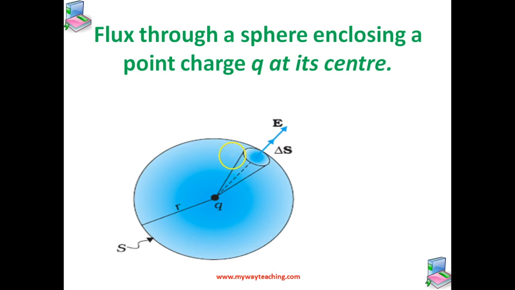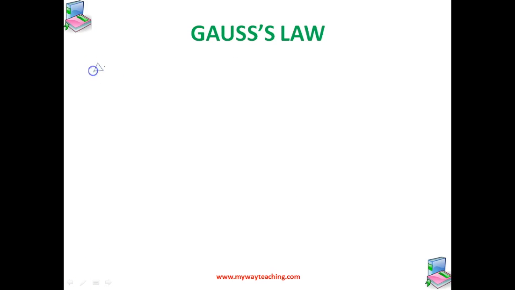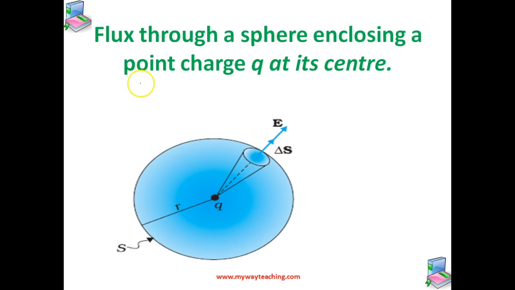Okay. The electric flux through the area element delta S, as you can see, the flux through this area element delta phi is equal to E dot delta S, which is equal to 1 by 4 pi epsilon naught, q by r square, r cap, dot delta S, where we have used Coulomb's law for the electric field due to a single charge q, isn't it?